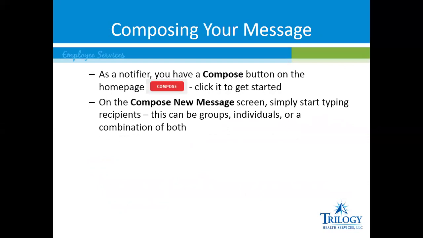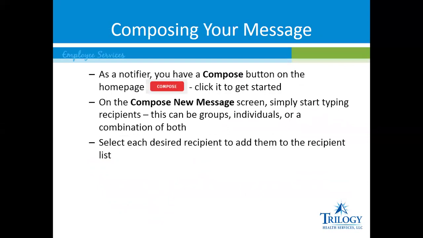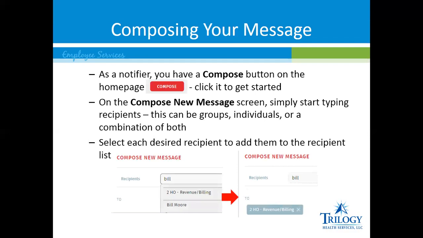To begin, you'll start by typing in your recipients. So this can be groups or individuals, or a combination of both. And then at that point, you'll select the desired recipient or recipients to add them, and then you'll see their names or group names appear below. These images below show a little bit how this works. If you were to type in Bill, both the group revenue billing and the name Bill Moore might pop up, and you can just select the one that you want, just click on it, and it'll go into the To box just below the recipients box, and that'll mean it's added to your recipients list. And then you can keep typing in whatever you want and add more recipients as needed.